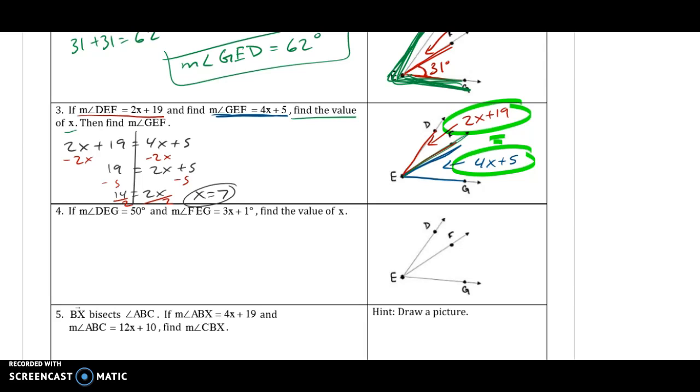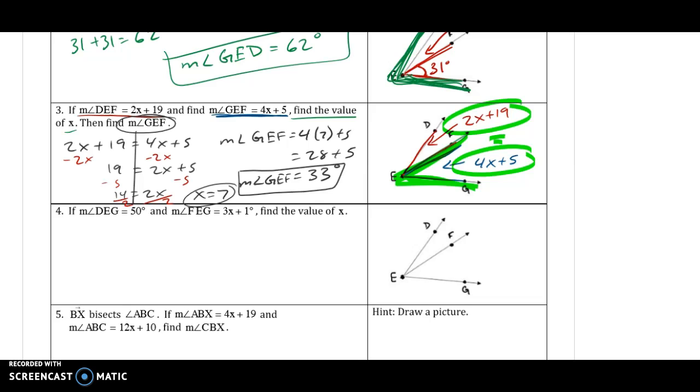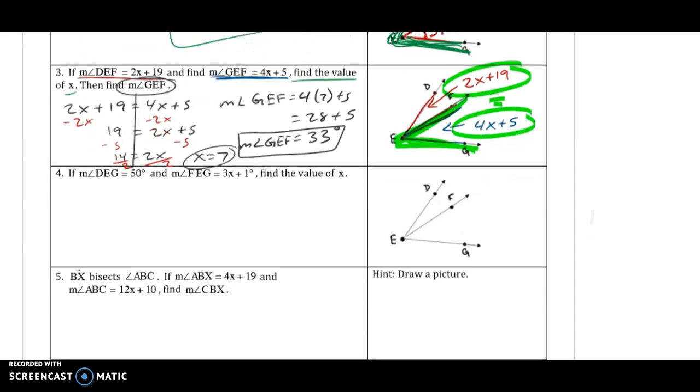Then it says, find the measure of angle GEF. So GEF is this one here, the bottom one. So I get that the measure of angle GEF equals 4 times 7 plus 5. So the measure of angle GEF is 33 degrees. Now each of these examples are slightly different. Let's look at number 4.